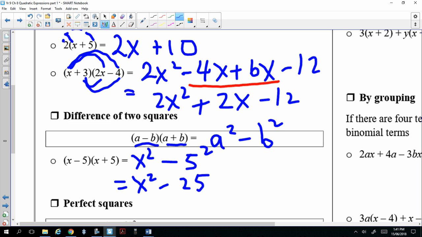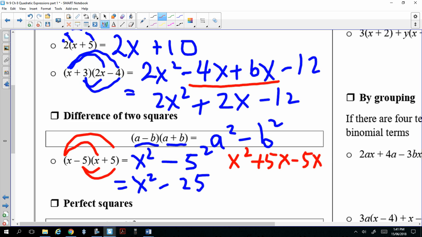Now, if you forgot that, you can always do this. But you find you still get the same answer. So if you do that instead, you will get x squared plus 5x minus 5x minus 25. So these 2 terms always get cancelled. So you're always left with 2 terms. But we don't want to do that because it's longer. It's easier if you just square the first thing minus the square of the second. So you get difference of 2 squares.